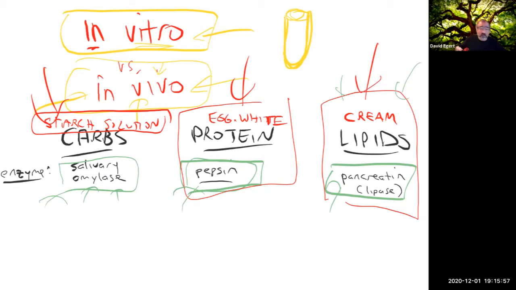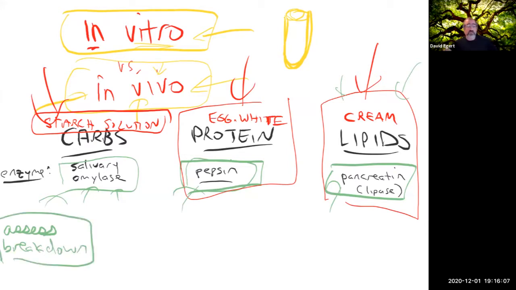Obviously, in all three cases, we're going to need some way to assess breakdown. So I have my question of how does pH or how does this or that affect the breakdown of carbohydrates by amylase, or proteins by pepsin, or lipids by pancreatin? I need some way to assess how much breakdown actually happened.